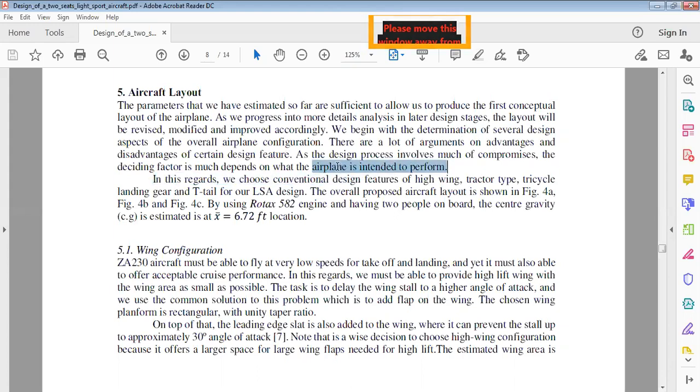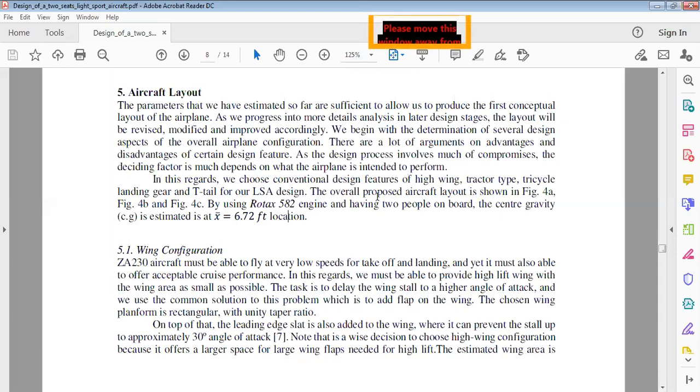In this regard, we choose conventional design features, that is high wing, tractor type, tricycle. Already you know the high wing configuration. Tractor type is nothing but what? Pusher is at the back and tractor is at the front. The propeller will be fixed at the front portion, and the landing gear in detail. These are all the configuration layout.